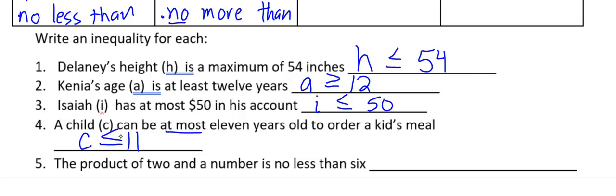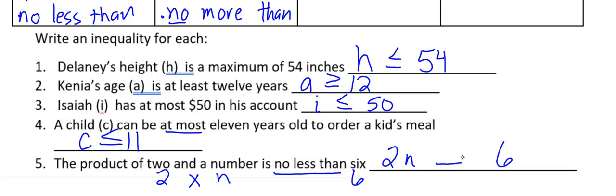All right, and then the last one, we have 2 parts here. We have the product of 2 and a number. So I have not just the inequality sign, but you have to put together the variable with the number. The product, and we know that's multiply, is no less than 6. We're comparing 2 and a number and 6. And then no less than, we're saying that it can't be any less than 6. It can be 6, it can be 7, it can be 8, it can be 9. So we're going to use greater than or equal to.